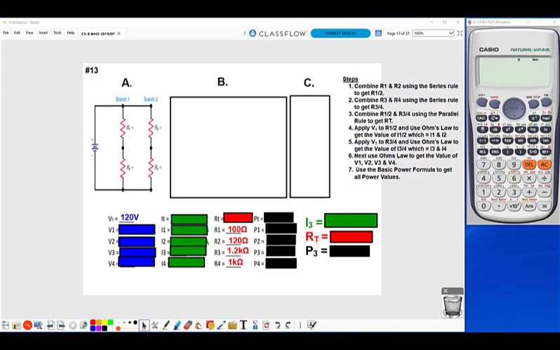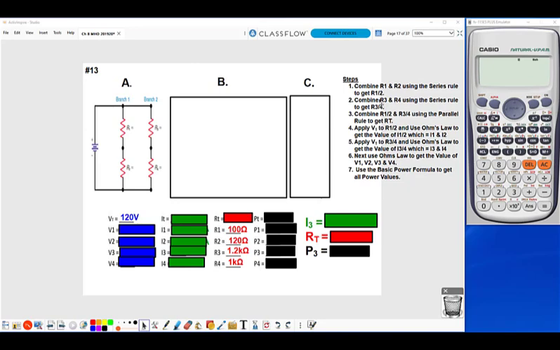In this video, I'll be going over problem number 13 from the Chapter 8 Combination Circuits math handout. So here we see our combination circuit, and we have two series parallel strings. We have branch 1 here with R1 and R2. We have branch 2 here with R3 and R4.